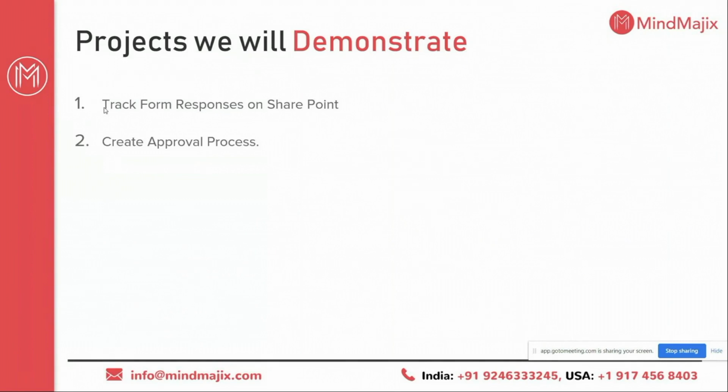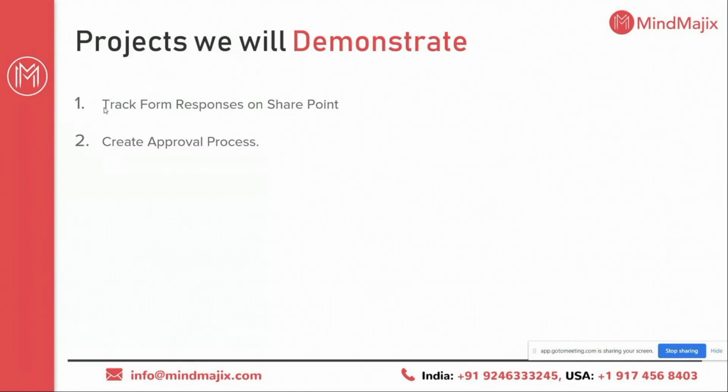Now let's see how we can create an approval process. This approval process is a little advanced. We also call this a business flow. So we will also see conditions here. Let's say if the approver approves it, what you want to do. If the approver rejects it, what you want to do.